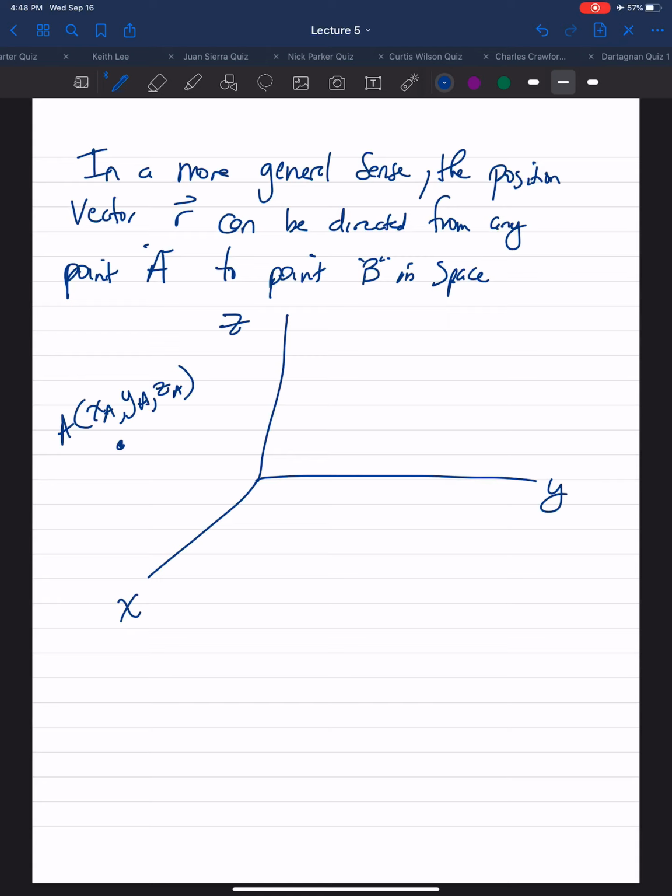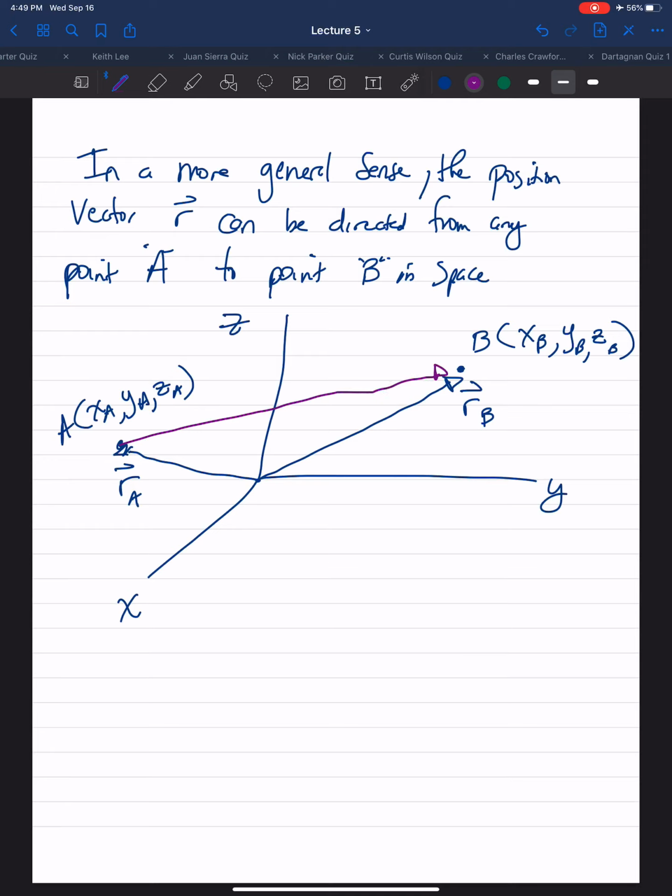That's the coordinates. And if we say we have a point B, given by some coordinates XB, YB, ZB, and if we direct position vectors from the origin to those points respectively, so you have a position vector R sub B to point B, position vector R sub A to point A, then the position vector or the fixed vector from point A to B, in a different color, we'll just call it R. What does this look like?